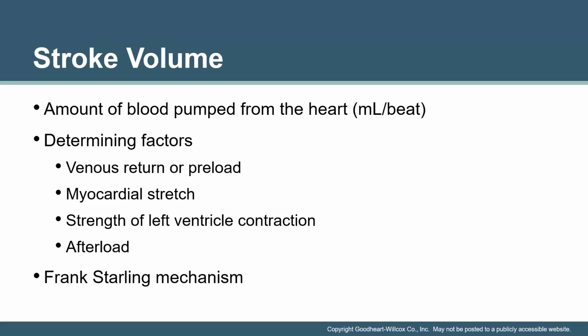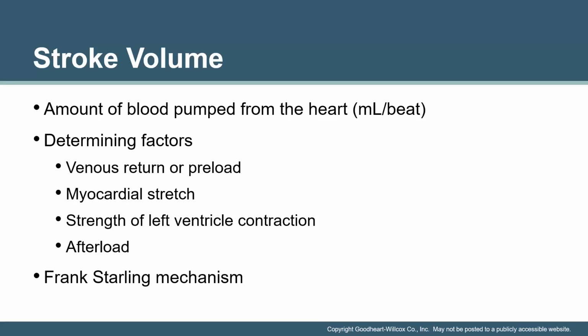An increase in sympathetic nervous system activity can also increase the strength of the left ventricular contraction. As the afterload decreases, a greater amount of blood can leave the heart. Therefore, a low afterload increases stroke volume. Afterload is determined by the mean arterial pressure against which the heart must contract.